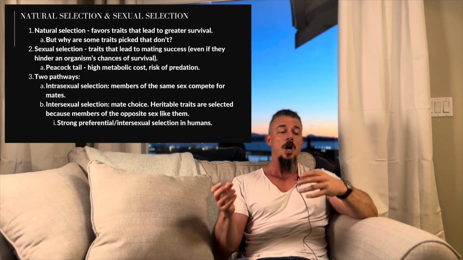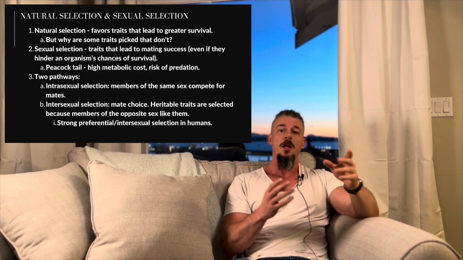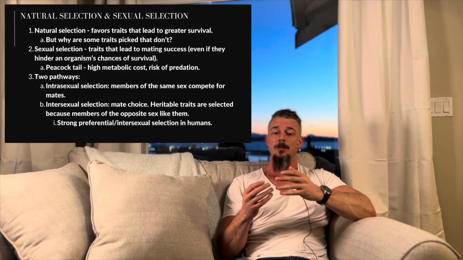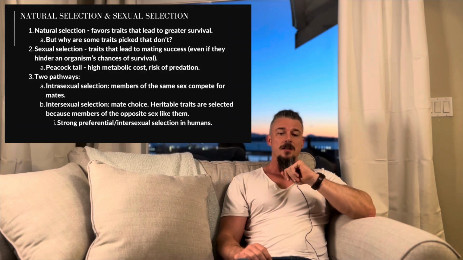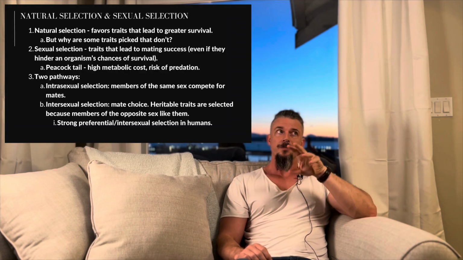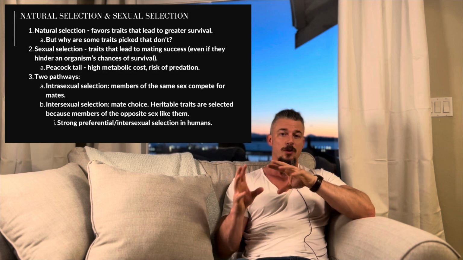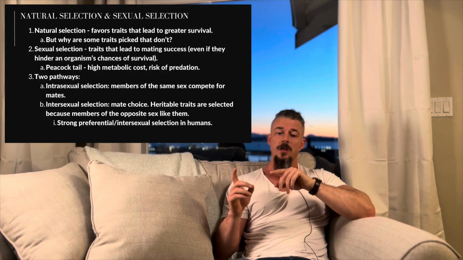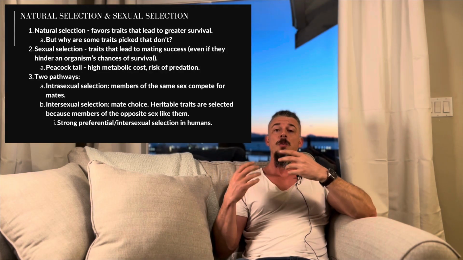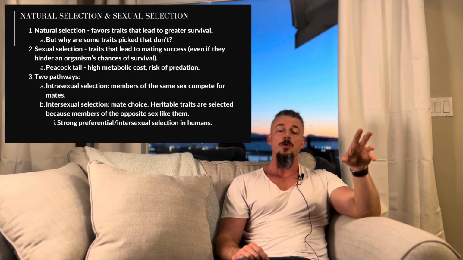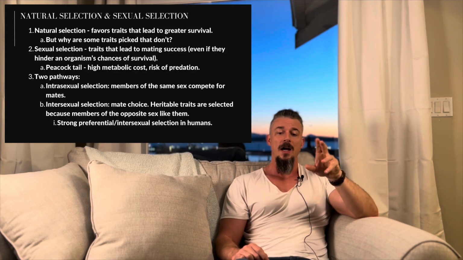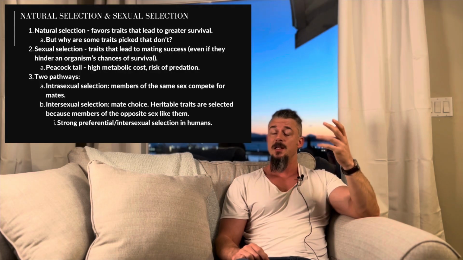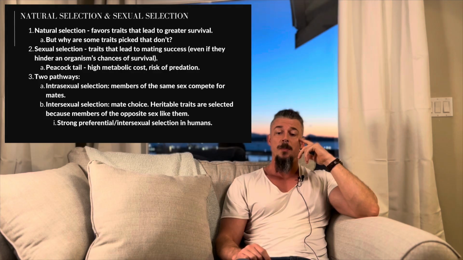So, classic example of this, of course, the peacock's tail, right? Very high in metabolic cost. It puts the peacock at greater risk of predation, but the peacock's tail is selected for simply because the female peacock likes it more. Two pathways to this, right? Sexual selection we're talking about here. Intrasexual selection. This is intrasexual, so male-male or female-female. This is when members of the same species compete with one another for mates, and then we have intersexual selection, which is essentially mate choice, right? How do members of one sex get selected by the other sex? Heritable traits are selected because members of the opposite sex like them for whatever reason. We'll get into what some of those might be.